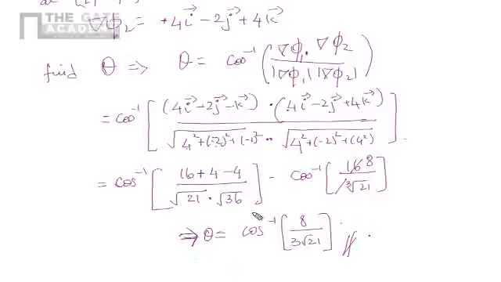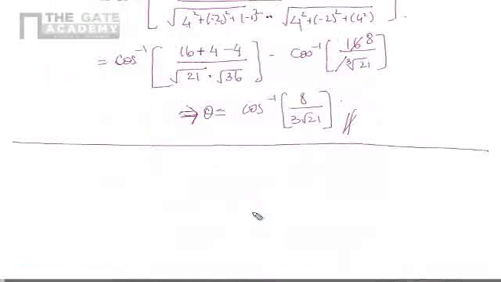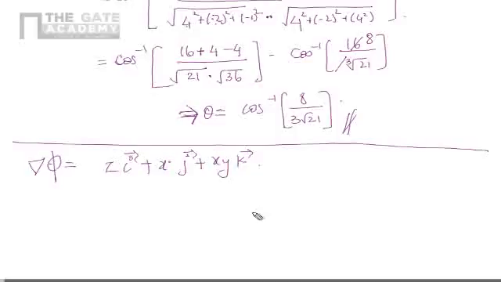Okay. This one is another interesting problem now. We are going to solve one more problem. Here del phi is given to you. You are asked to find phi. Del phi is equal to yz i vector plus xz j vector plus xy k vector. Find phi. This is what is asked.